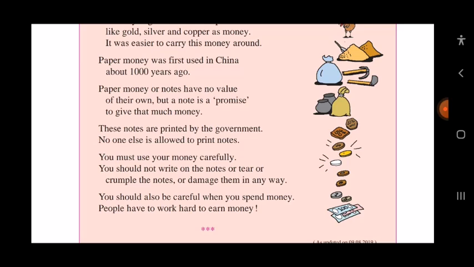These notes are printed by the government. No one else is allowed to print notes, right? We common people can't print notes. So these notes are printed by whom? By the government. You must use your money carefully. As I told you at the start, you must use your money carefully because that's a precious thing. Once you use it, you're not going to get that same money back. So you have to use it carefully.